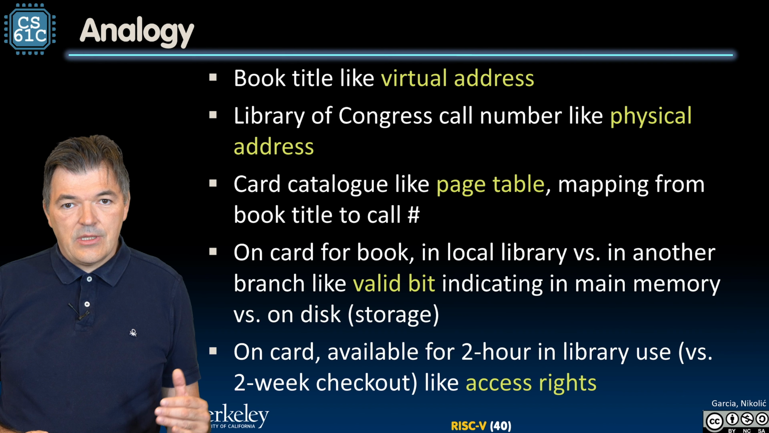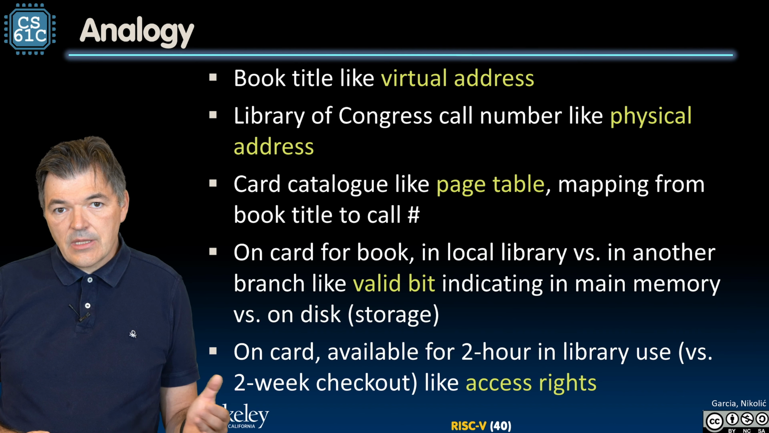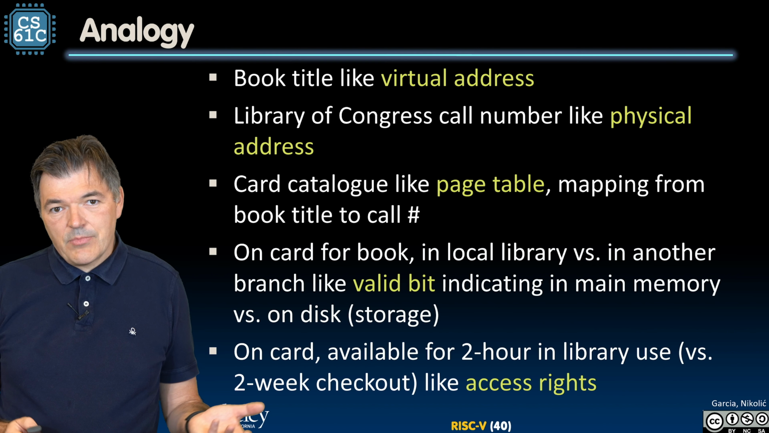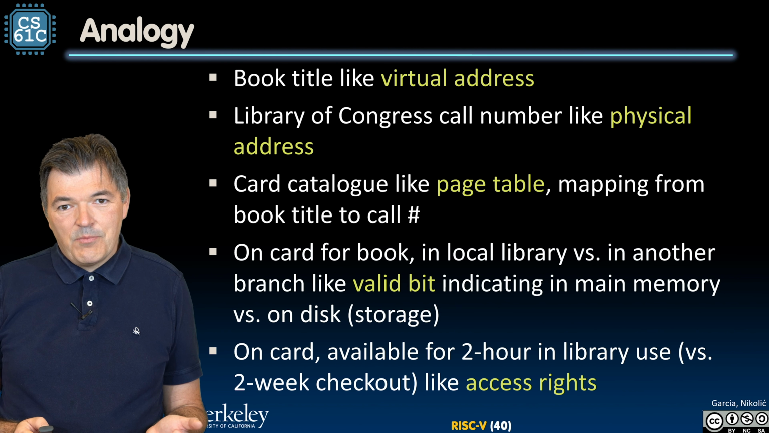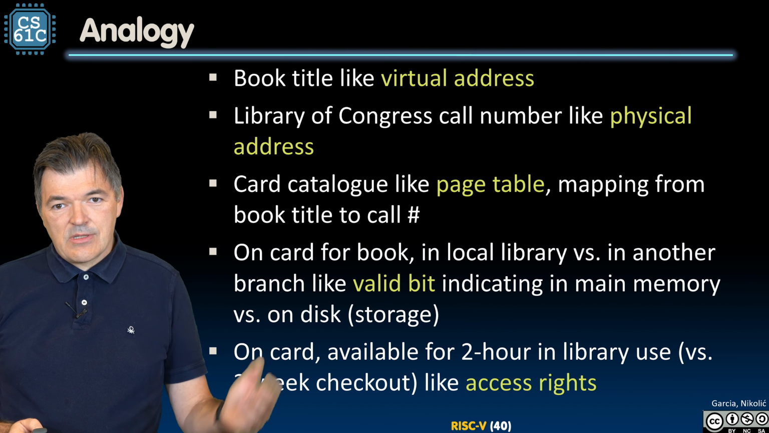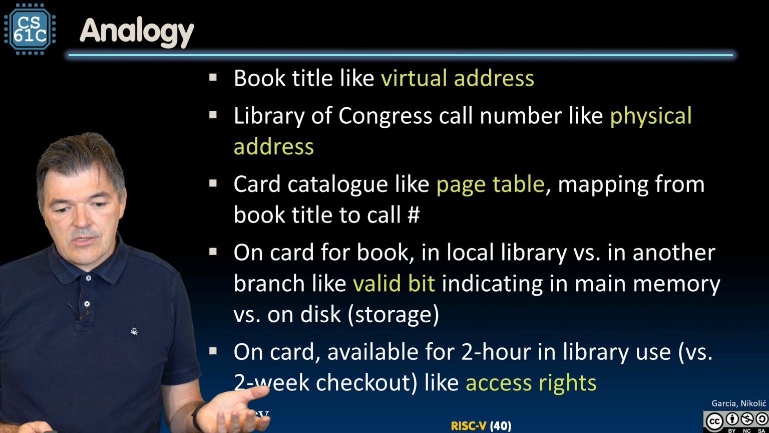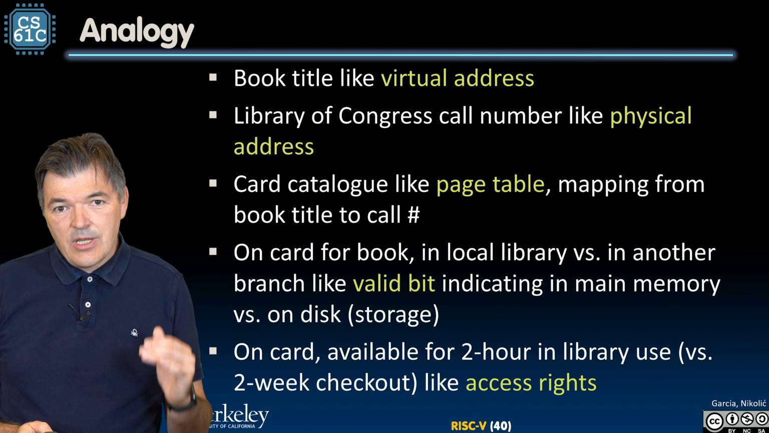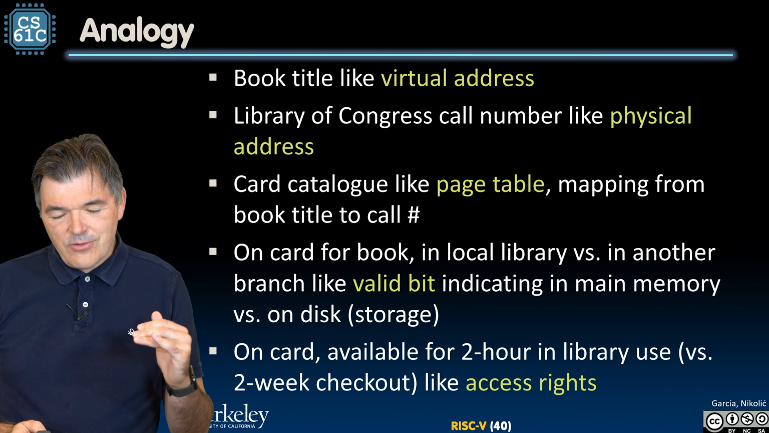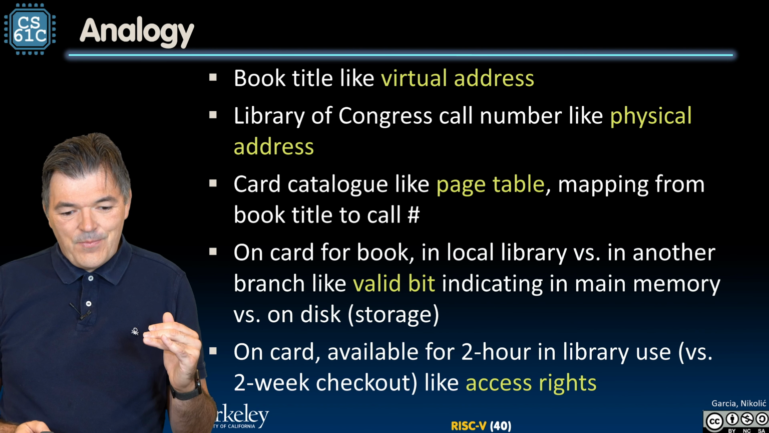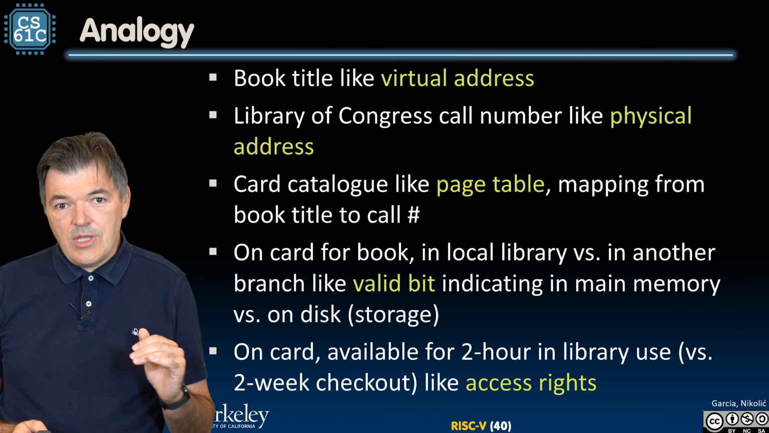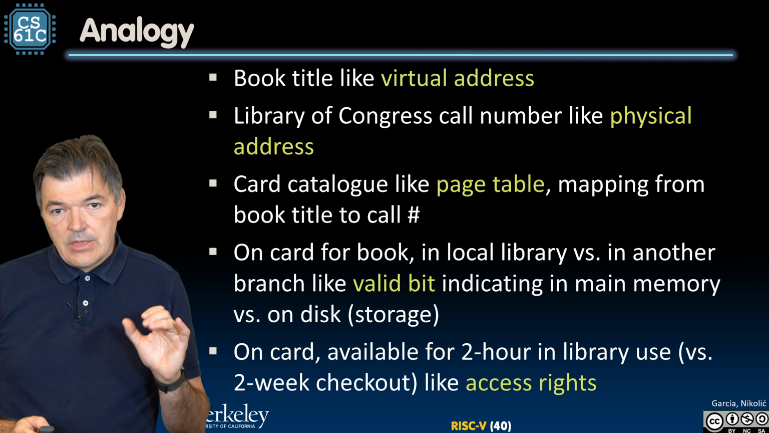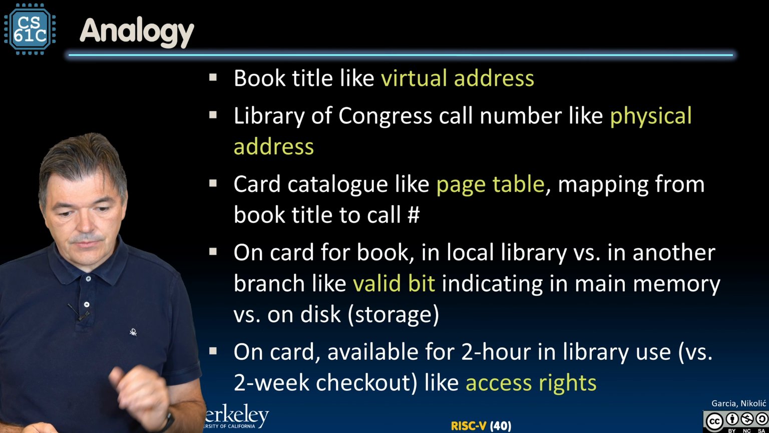What we can think about as a book title is like a virtual address. For example, our Patterson and Hennessy textbook may have different versions of it. There is a RISC-V version, there is an ARM version, there are different editions, and so on. But the actual version that we are using in this class is unique. It has one unique number, which is associated with this Library of Congress call number. That is our physical address.